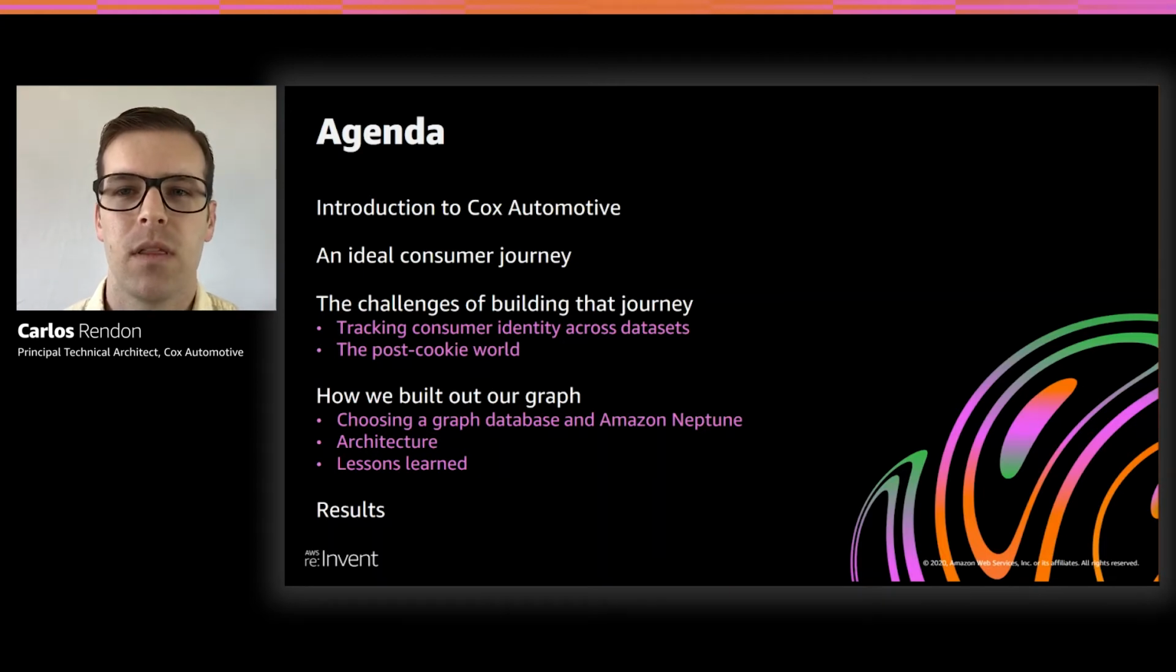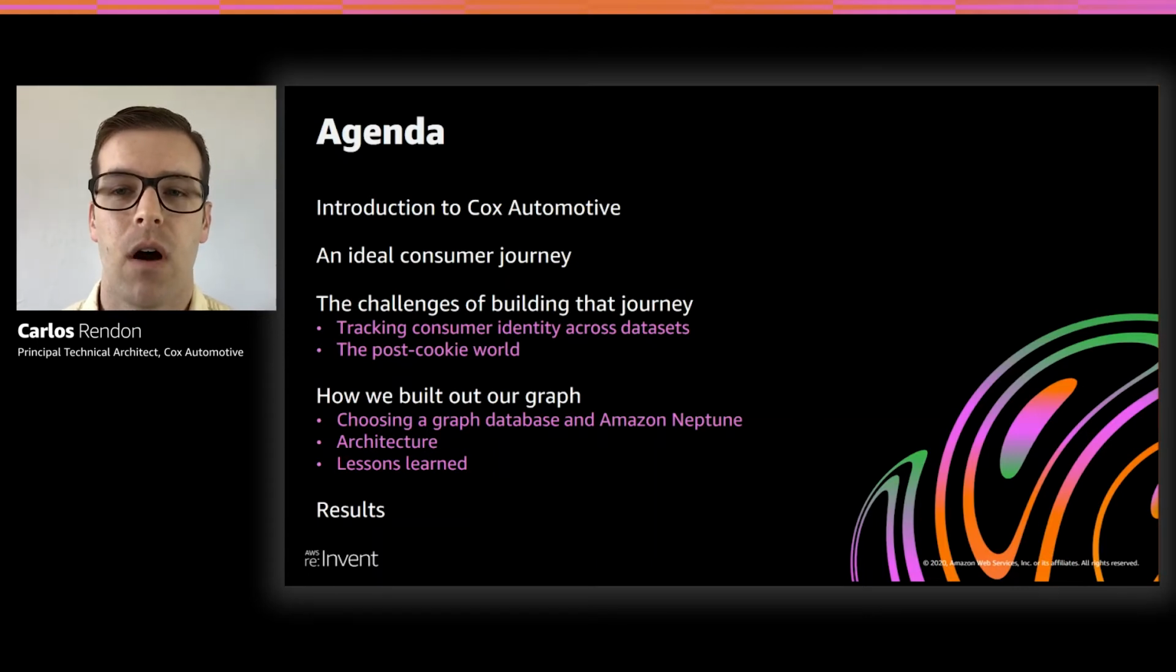One of the big challenges is tracking consumer identity across multiple data sets. And the challenge there is consumers often have many different identifiers. And because of those many different identifiers, it's hard to know that they're all the same person. So we're going to talk about how to bridge that gap. We're also going to talk about something called the post-cookie world. And specifically what we mean there is using third-party cookies to track consumers across multiple different websites. We found that that doesn't work very well anymore, and we're going to talk about what we've seen in our own logging and some of the approaches we've used to mitigate that.